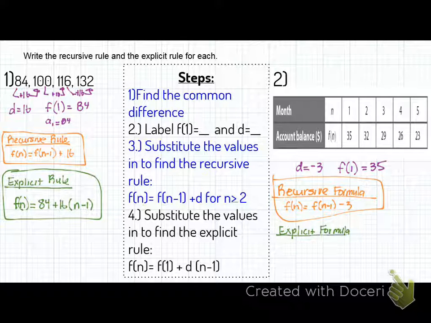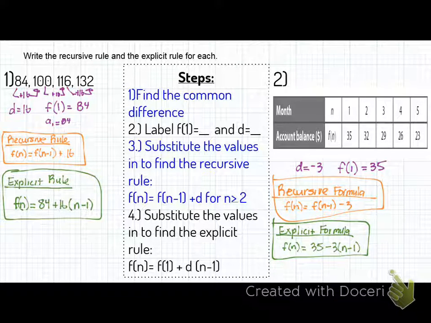Explicit formula now. We're going to write this down as f of n is equal to f of 1. Our first term was 35, we said. We're going to add d, which is really like we're subtracting 3, and then multiplying that times n minus 1. And then we're done. We box our answer here. Does that make sense, everyone? Good. That's all we're doing is creating these two formulas today, because we can use them.